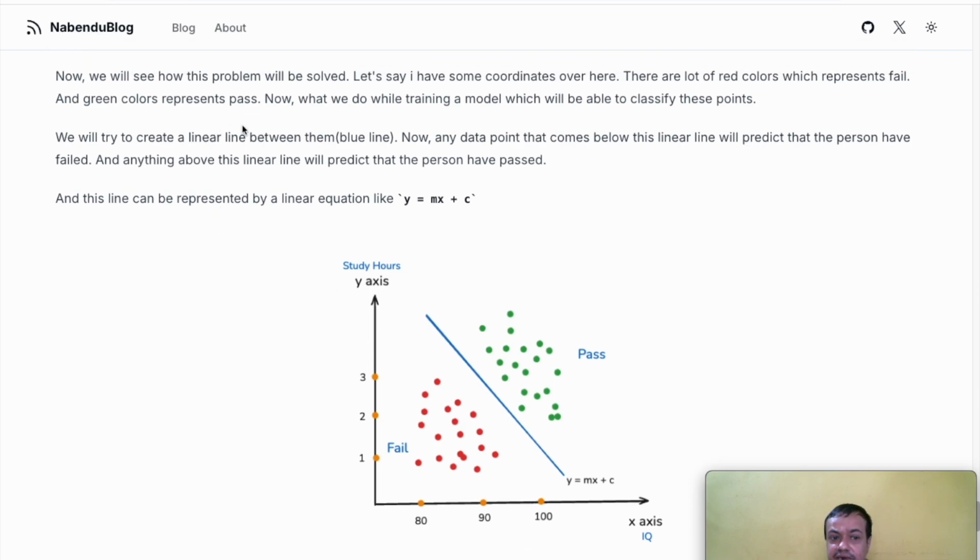So we will create a linear line between them, like a blue line. Now any data point that comes below this linear line will represent the person has failed, and anything which comes above this linear line will represent the person has passed. And this line can be represented by a linear equation like y equal to mx plus c. This line is very important here, because anyone who comes below it is fail, anyone who comes above it is pass.